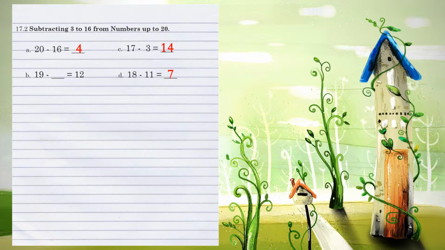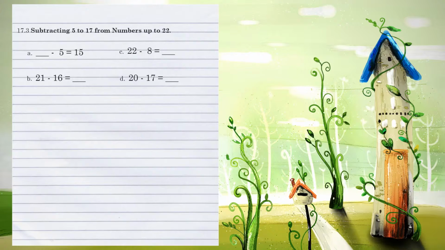Example B. 19 minus what number equals 12? Well, if we look at the ones, we're going from a 9 to a 2. What would we have to take away from 9 to end off with 2? That would be a 7. And then, of course, we're going from 1 to 1, so we don't want to change anything with that. So we're subtracting 7.